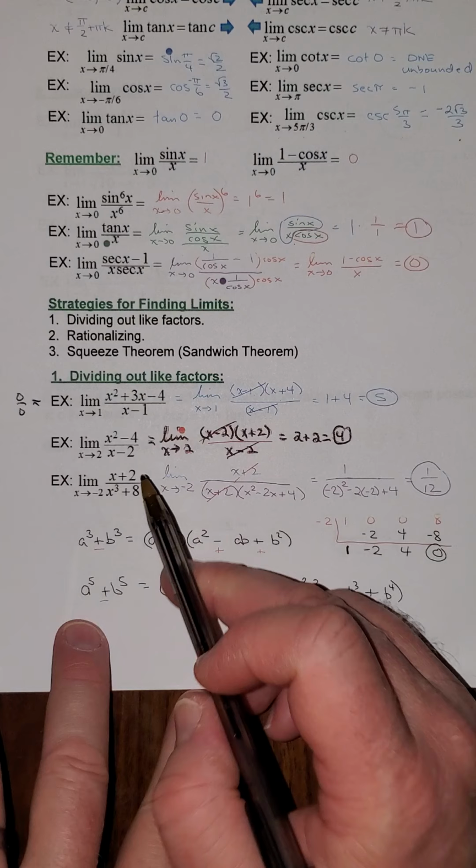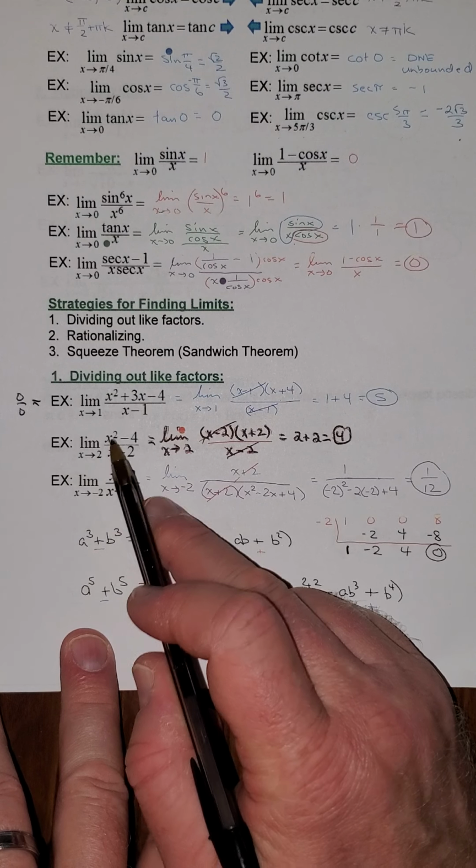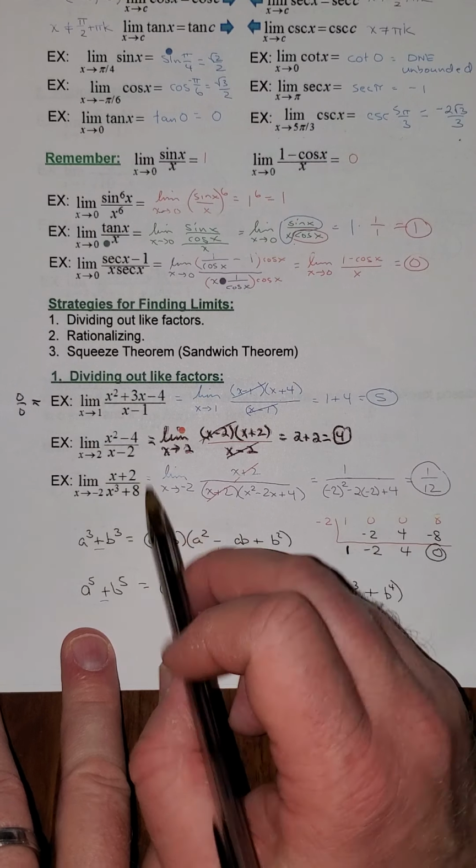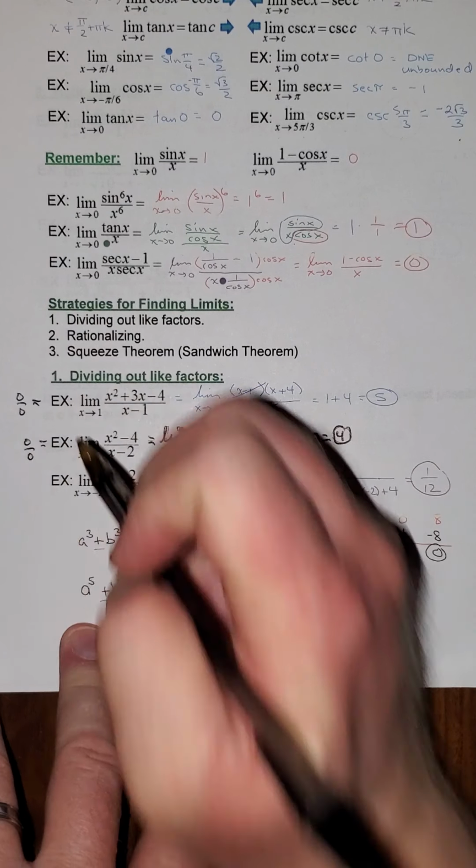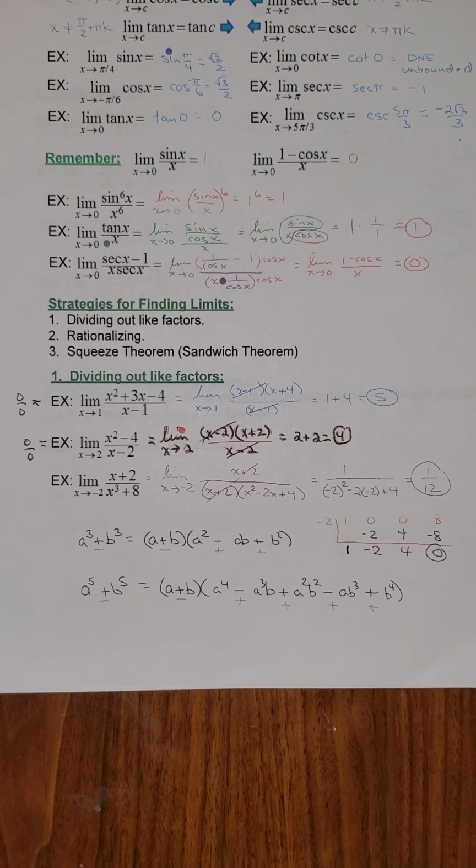Now, what about this next one? If I put in 2, the top's going to be 0, the bottom's going to be 0. Again, this is an indeterminate form. We do not say it does not exist. We say we need to try something else.